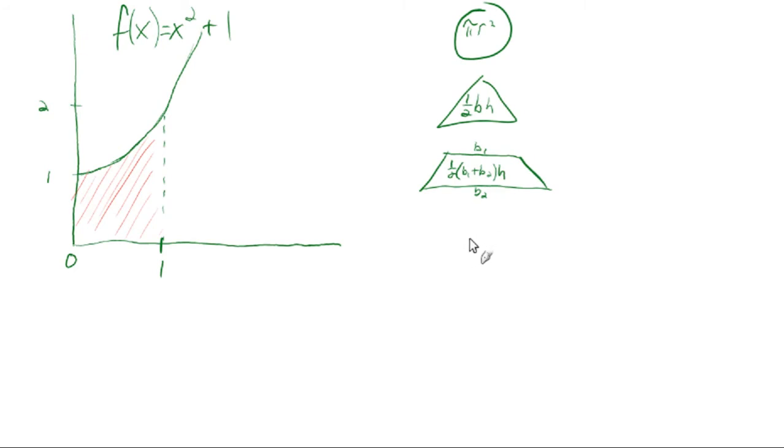But what about this strange shape that has this curved side? These all have fairly fixed measurements, whereas this has this strange curve. This curve is defined by x squared. So how can we find the area with a strange side like that?